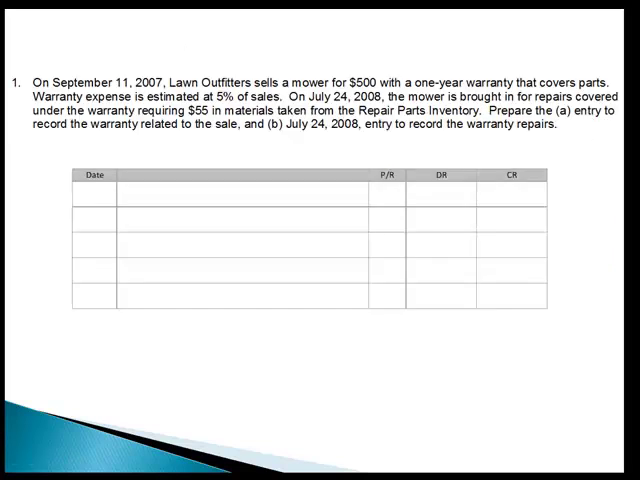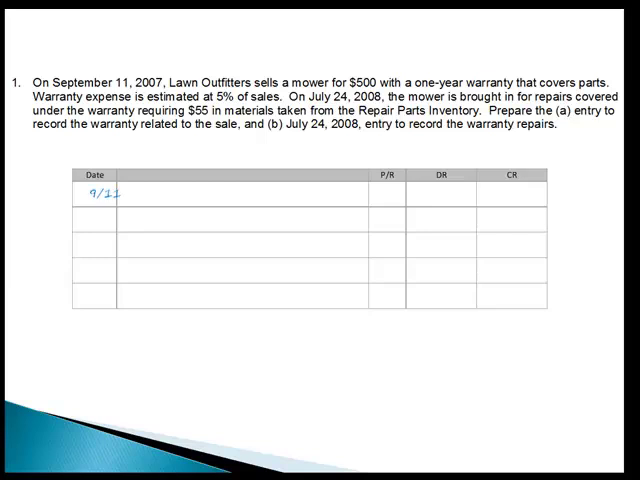Now here's from your printout. On September 11th, a lawn outfitter sells a mower for $500 with a 1-year warranty that covers parts. Warranty expense is estimated at 5% of sales. On July 24th of the new year, the mower is brought in for repairs covered under the warranty, requiring $55 in materials taken from the repair parts inventory. Prepare A, the entry to record the warranty related to the sale, and B, the entry to record warranty repairs. Okay, you may want to pause the video and try it on your own, or you can just follow along.